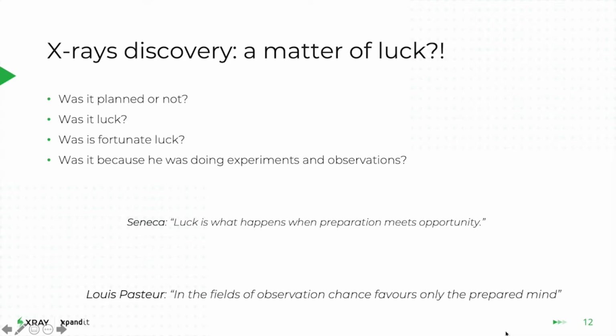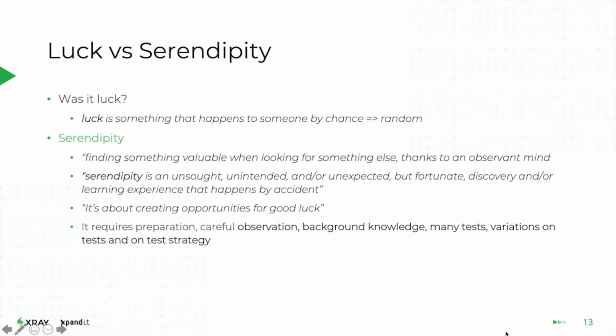Let me introduce another concept here, which is serendipity. What is the difference between luck and serendipity? Luck is something that happens to someone by chance, something random, while serendipity finds something valuable, and it's something that you are looking for. You are looking around, creating opportunities for this good luck, and it was caused by careful observation, background knowledge, many tests and variations of these tests. We do believe that this was what happened to Mr. Röntgen at that time. It was not just pure luck, it was working to get that discovery. He was not looking for it, but it happened because he did something for it.